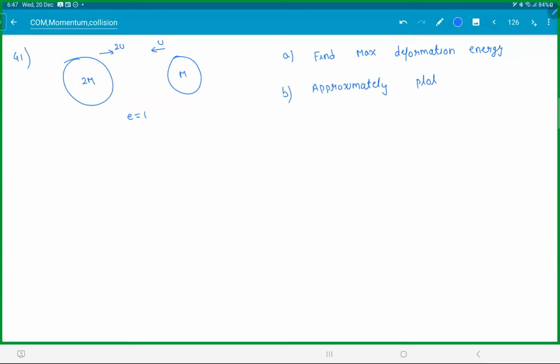Meaning they'll give you 4 graphs and ask you to choose an option. Plot kinetic energy of the system versus time graph. Approximately, मतलब roughly कैसे दिखेगा? Get these two. So remember that thing. Just because E is equal to 1 doesn't mean kinetic energy will be constant.